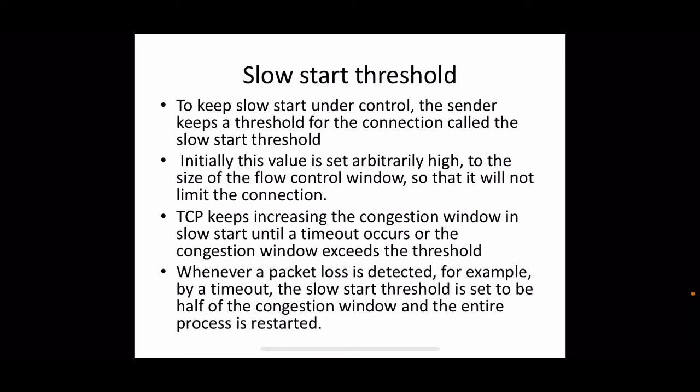Yeah. So whenever a packet loss is detected before reaching the threshold, that means this threshold value is beyond the network scope or network capacity, right? So we have to reduce it. Whenever a packet loss is detected by a timeout, the slow start threshold is set to half of the congestion window, and the entire process will be restarted. So we have to reduce the threshold. How will it be reduced? To half of the current congestion window.